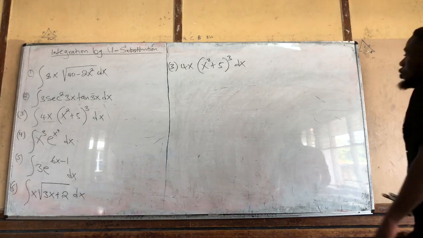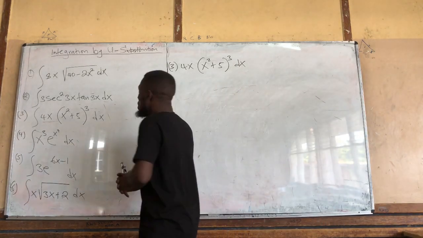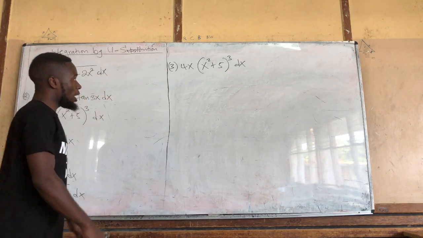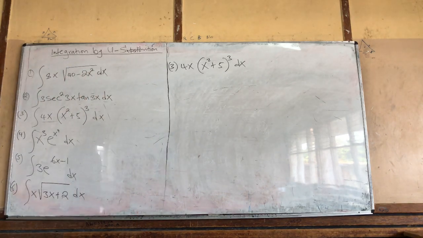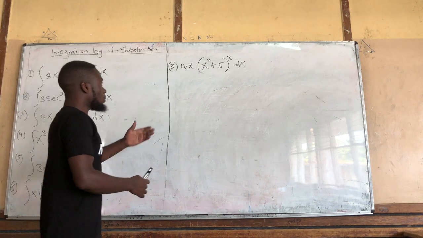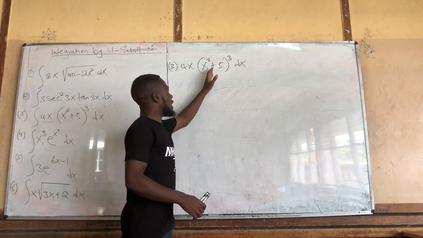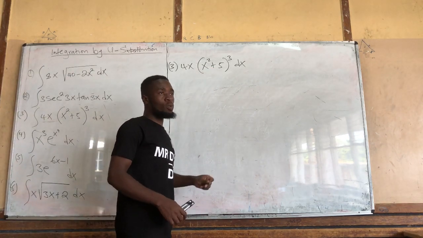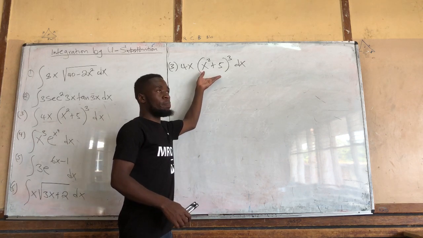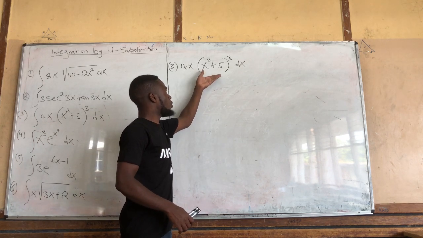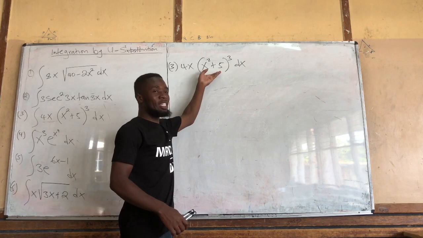Okay. So now let's answer question number 3. Question number 3 is the integral of 4x(x squared plus 5) to the power 3 dx. So here, what do you need to do? We let what is inside the bracket, or the complicated part of the equation, be equal to u. You can see that the complicated part of the equation is what is inside here.